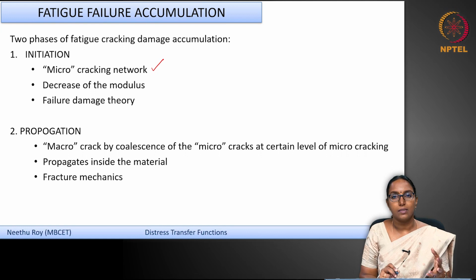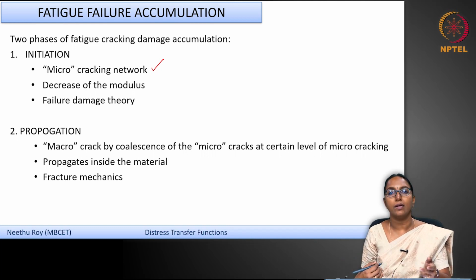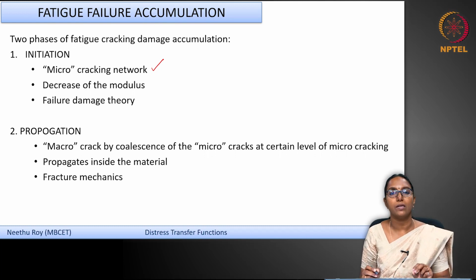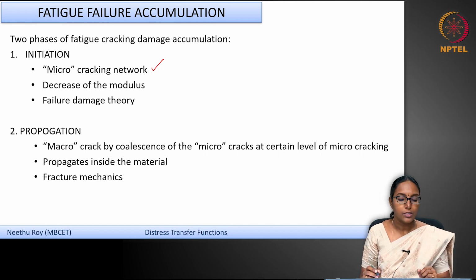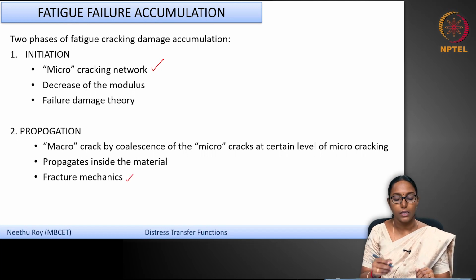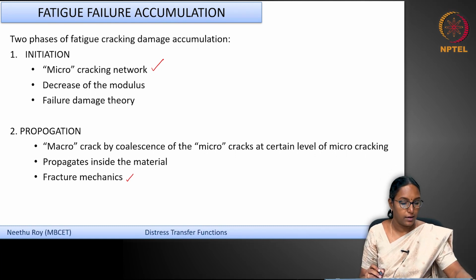Whereas once it starts micro cracking, there is a possibility that the cracks coalesce. After a certain level of micro cracking, this can form macro cracks. Now, these macro cracks propagate in the material, as I said, from one point to the other. So, in order to study this propagation, you can use fracture mechanics concepts. Okay. So, these are the two phases of fatigue cracking in a material.